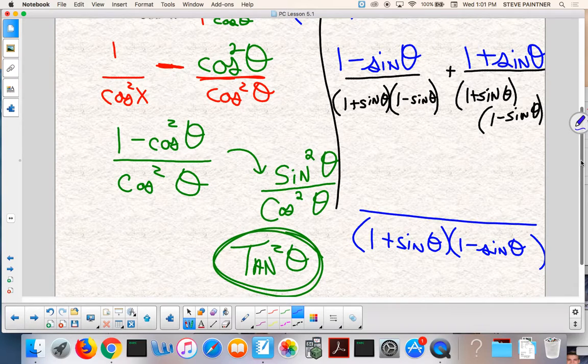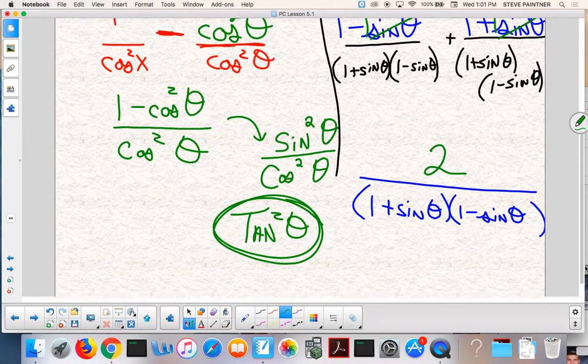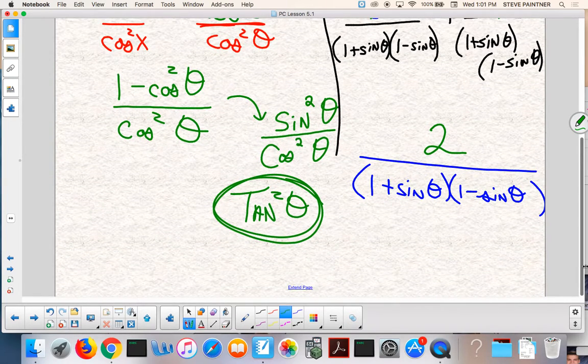It's 2. Just 2? Because what do the signs do? Cancel. Yeah, they're like terms and they're opposite. 1 sine theta minus 1 sine theta. They're out. You get what? 2. Okay? That's not a very clean look, by the way.